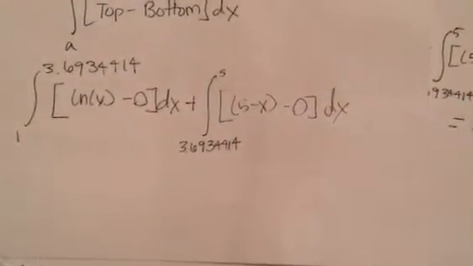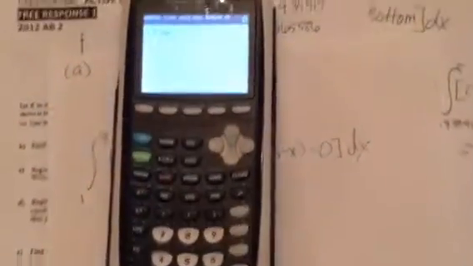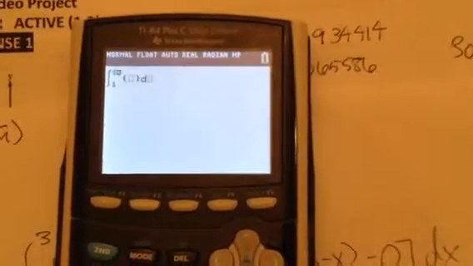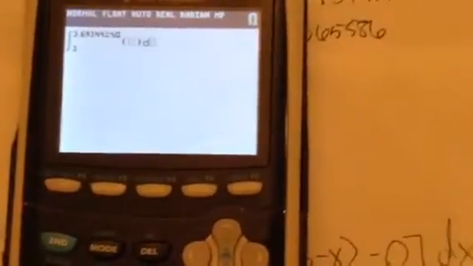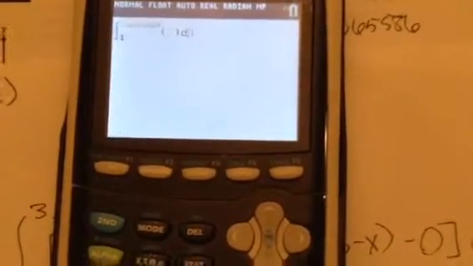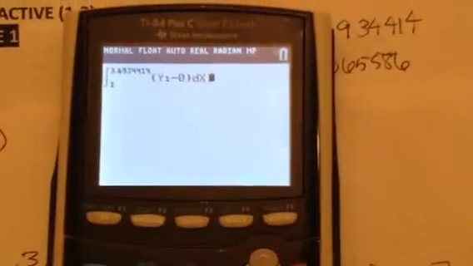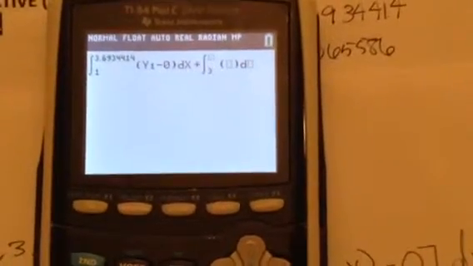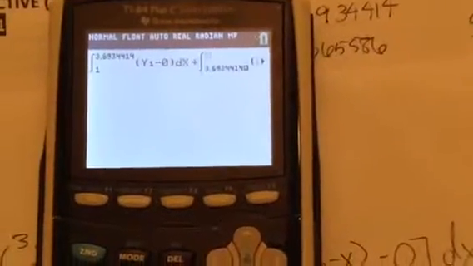So we're going to go back to our calculators. We're going to hit math 9 and we're given the integral sign, so we're going to go from 1 to 3.6934414, and to make things easier we're just going to hit vars, y vars 1 and 1 because the first equation is written in y1, minus 0 dx, plus again math 9, and this time we're going to do 3.6934414 to 5.